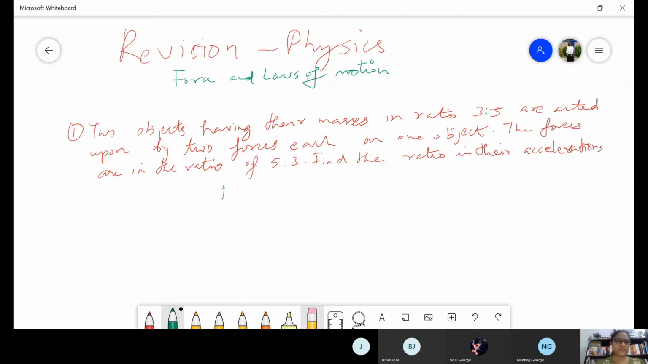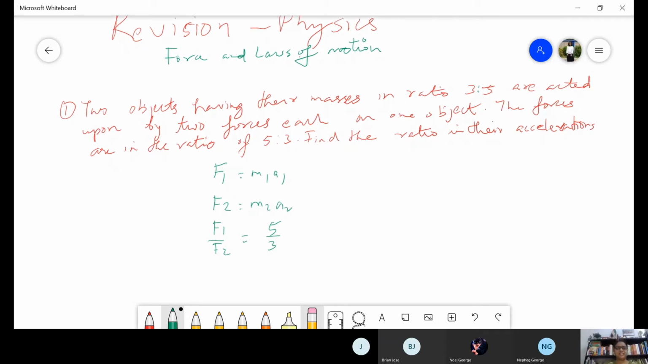So we'll do one thing. We will take the force F1 is equal to m1 into a1. So this is the force exerted by one object on the other, F1. F1 equal to m1 a1 and F2 is equal to m2 a2. They have given that the ratio between F1 and F2 is 5:3, that is 5/3. In the question they have given the forces are in the ratio 5:3. Now what is F1? F1 is m1 a1, F2 is m2 a2, and that is equal to 5/3.